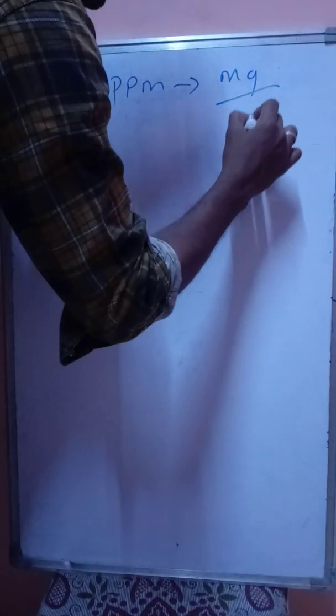Hi guys, today we are going to see how to calculate, if there is a gas leak, how much ppm was leaked. For example, we can take different cases and see how to calculate that. There is a general formula to convert ppm to milligram per meter cube.